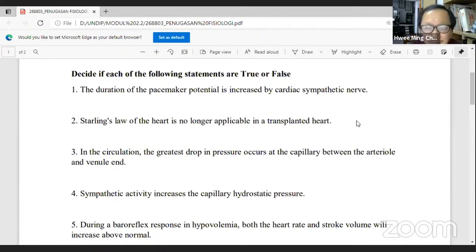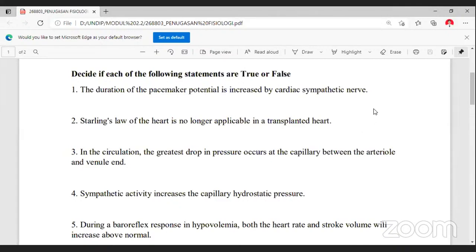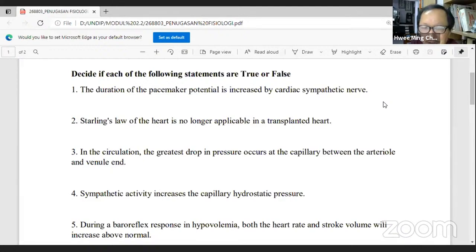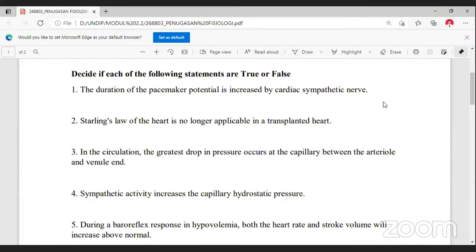Decide if each of the following statements is true or false. Number one, the duration of the pacemaker potential is increased by cardiac sympathetic nerve. Okay, Violeta, do you have an answer for that?